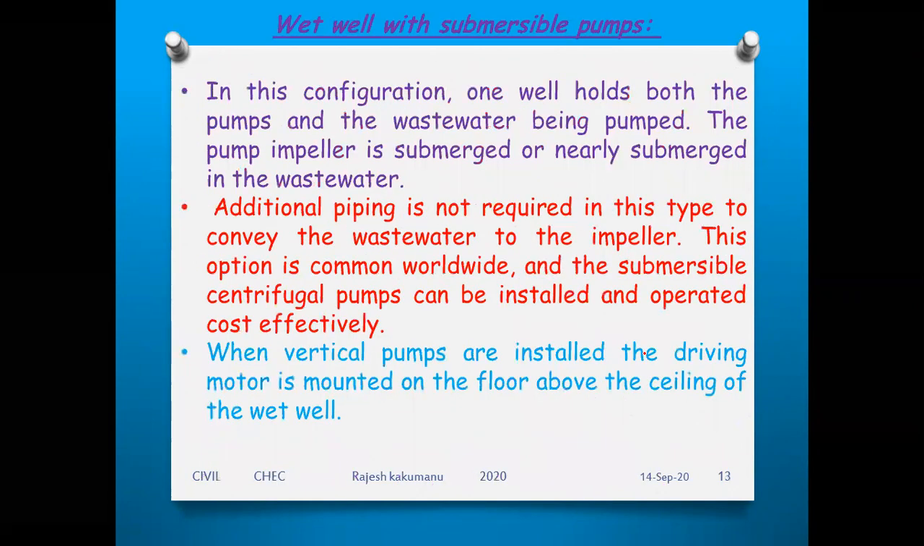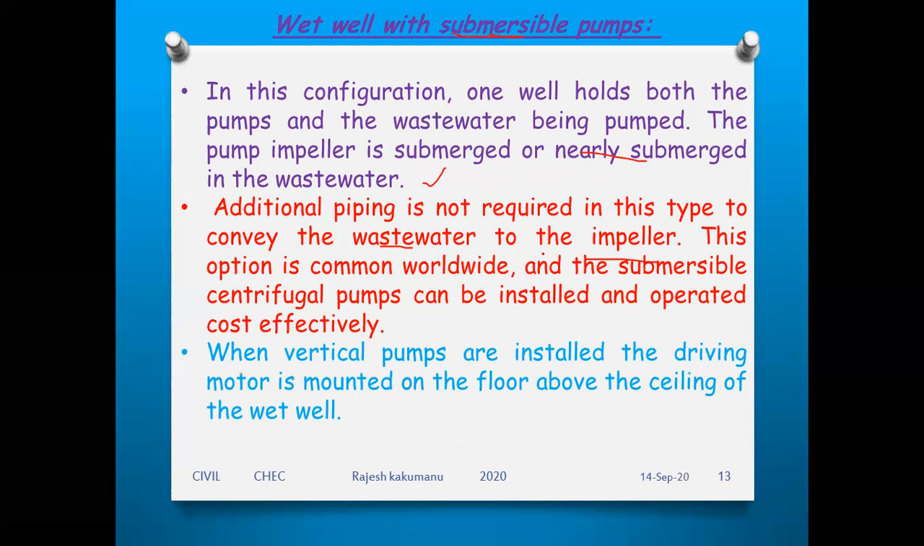Next, in this configuration, one well holds both the pumps and the wastewater being pumped. The pump impeller is submerged or nearly submerged in the wastewater. So whenever you are using a wet well with submersible pumps, what happens in this configuration? One well holds the pumps and the wastewater being pumped. The pump impeller is submerged or nearly submerged in the wastewater. Additional piping is not required in this type to convey the wastewater to the impeller. So for the wastewater to reach the impeller in a submersible pump, there is no additional piping. The submersible pump will directly send the wastewater to the impeller.